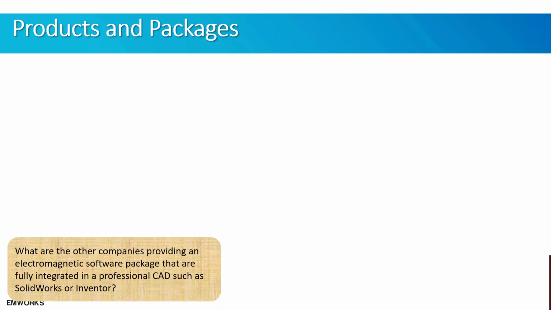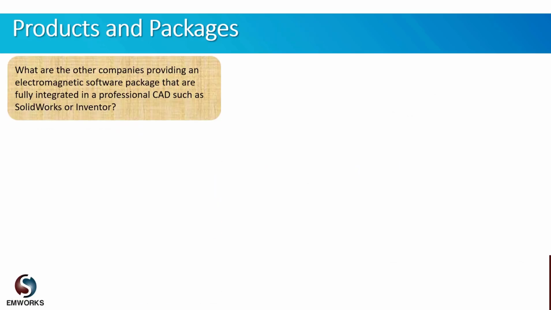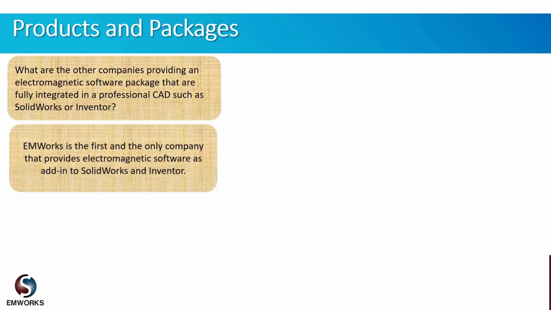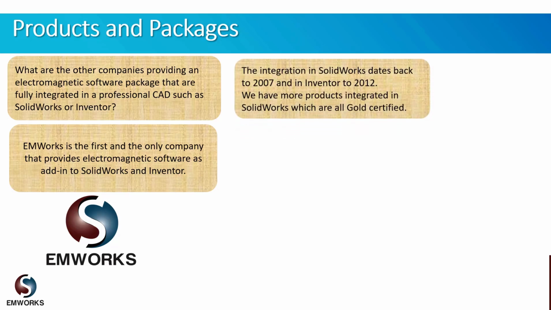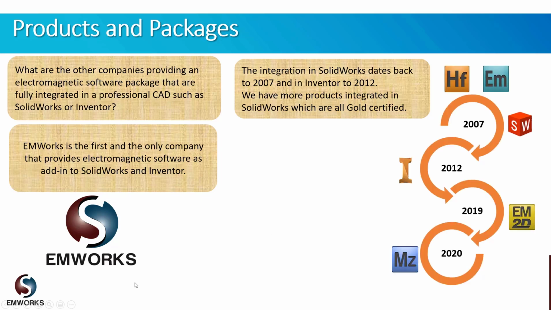You may ask now, what are the other companies providing an electromagnetic software package that are fully integrated in a professional CAD such as SolidWorks or Inventor? Look no further. EMWorks is the first and the only company that provides electromagnetic software as add-in to SolidWorks and Inventor. As a matter of fact, the integration in SolidWorks dates back to 2007 and in Inventor to 2012. Consequently, we have more products integrated in SolidWorks, which are all gold certified.